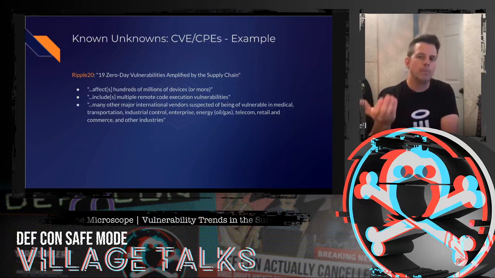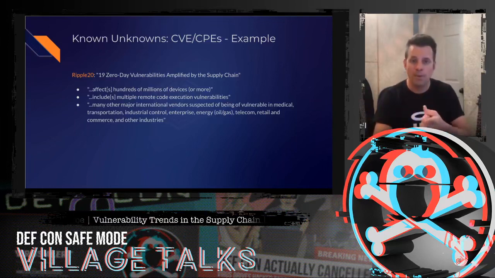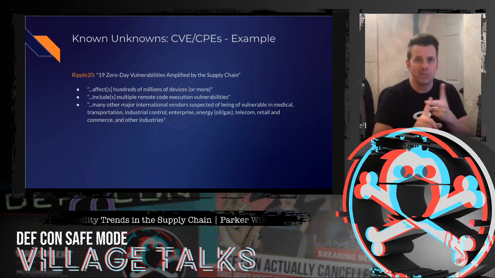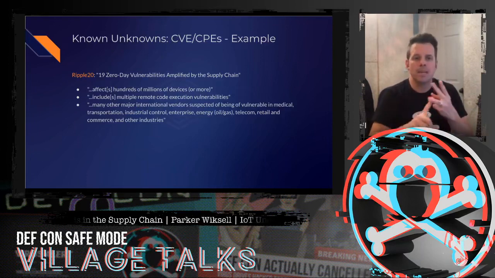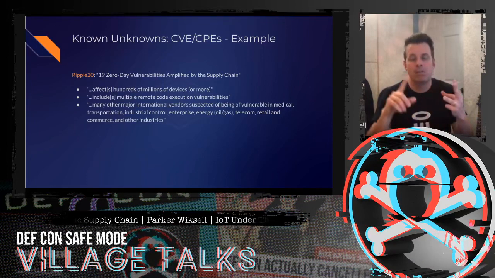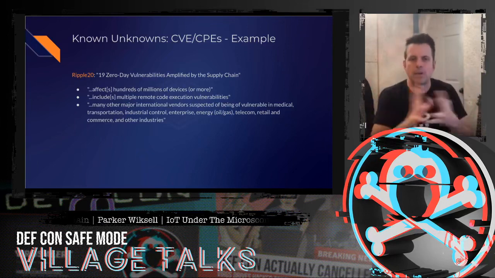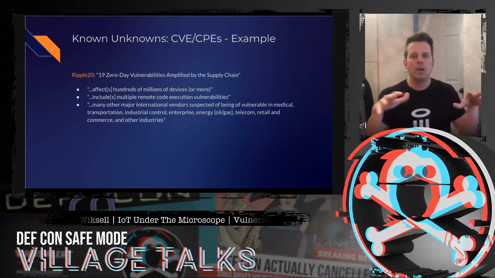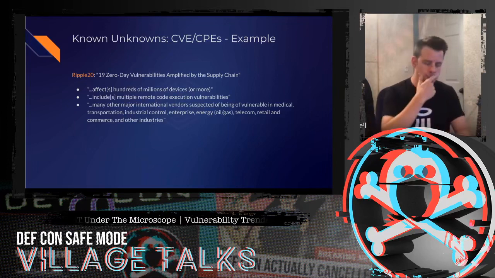And according to their white paper on it, this affects hundreds of millions of devices or more, includes multiple remote code execution vulnerabilities, all right? So that's the worst kind of vulnerability that you'd want to have. Many other major international vendors are suspected of being vulnerable in medical, transportation, industrial control systems, etc. So my previous example kind of laid the groundwork for how something like Ripple 20 exists.